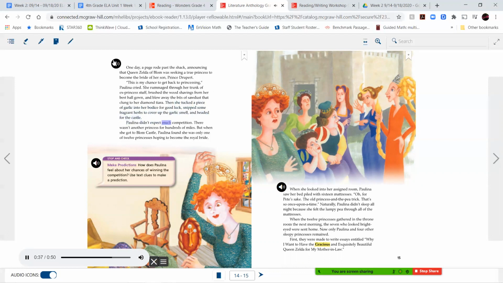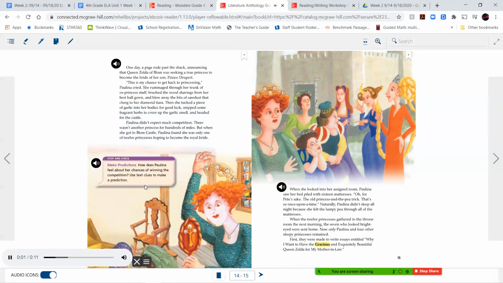Paulina didn't expect much competition. There wasn't another princess for hundreds of miles. But when she got to Blom Castle, Paulina found she was only one of 12 princesses hoping to become the royal bride.